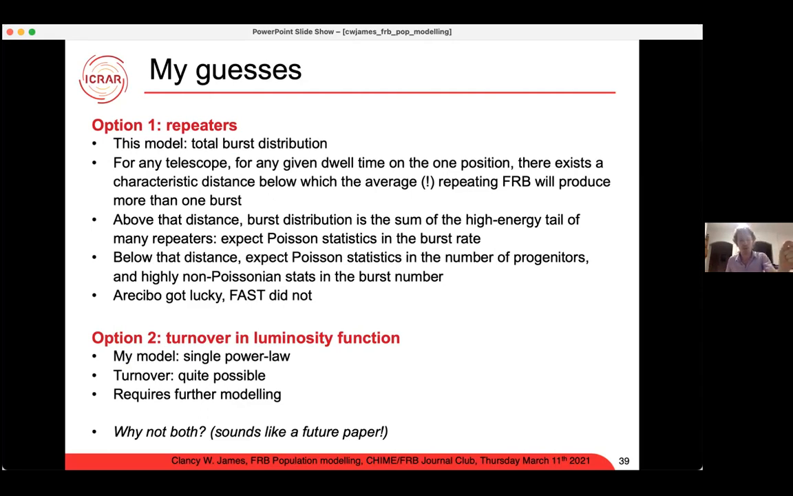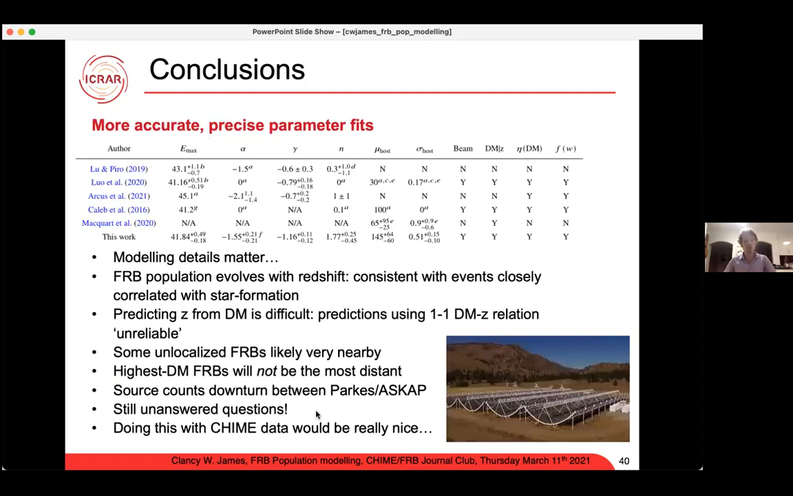Now, above that distance, your burst distribution is basically the same, you don't care about if they repeat or not, right? It's the sum of the high energy tails of many repeaters. So you get Poisson stats in the burst rate. But below that characteristic distance, and clearly different repeating FRBs do different things, you get Poisson statistics in the number of progenitors, but a highly non-Poissonian distribution in the burst number, right? So you would therefore say that Arecibo got lucky in seeing one strong repeater in the volume of space it probed, and FAST did not. It also might indicate, as I mentioned, a turnover in the luminosity function, and maybe both. So these are the conclusions there.